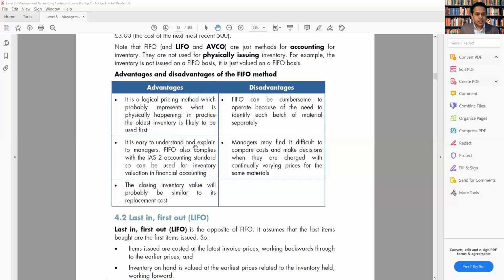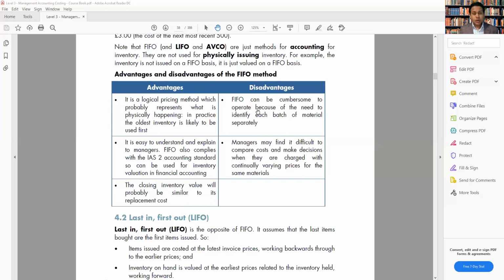It is easy to understand and explain to the manager. FIFO also complies with IAS 2 accounting standard, so it can be used for inventory valuation in financial accounting. So IAS 2 is the valuation method. We will do IAS 2 later on. We'll see what features we have for IAS 2. Then the closing inventory value will probably be similar to its replacement cost.